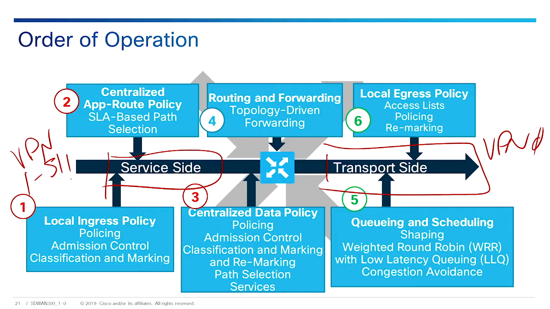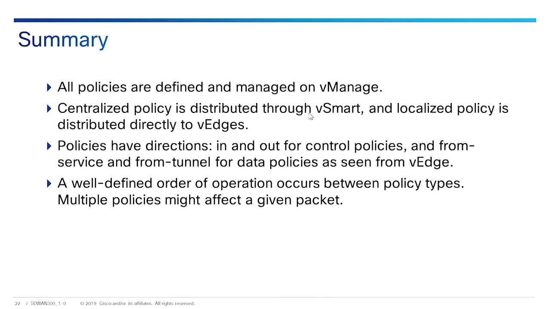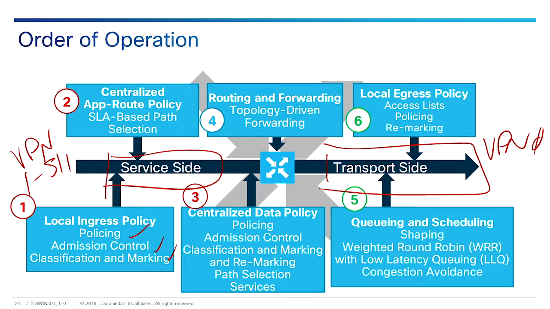Very first, we start off with the local ingress policy: policing, admission control, classification, and marking. Then we use our centralized app route policy for SLA-based path selection. So if we have multiple paths, which path we're going to select based on SLA, jitter, latency, etc. Then our centralized data policy for policing. Remember, we can have a local policy versus a centralized policy, so it's which one takes precedence here, because we can do classification and marking at both the local ingress and the centralized data policy.